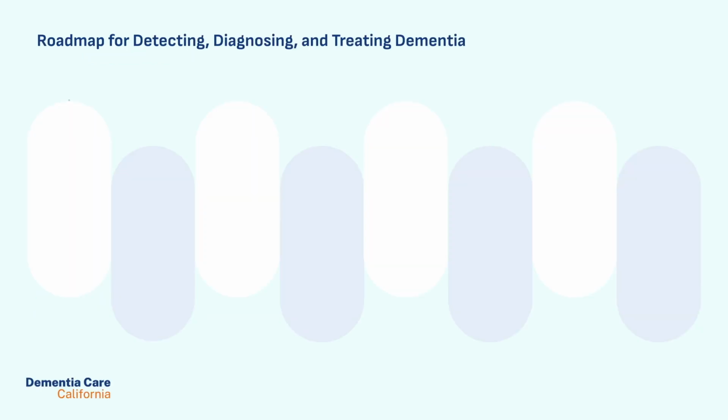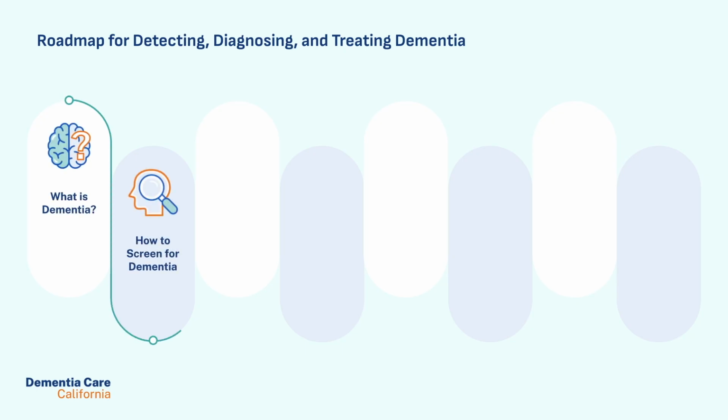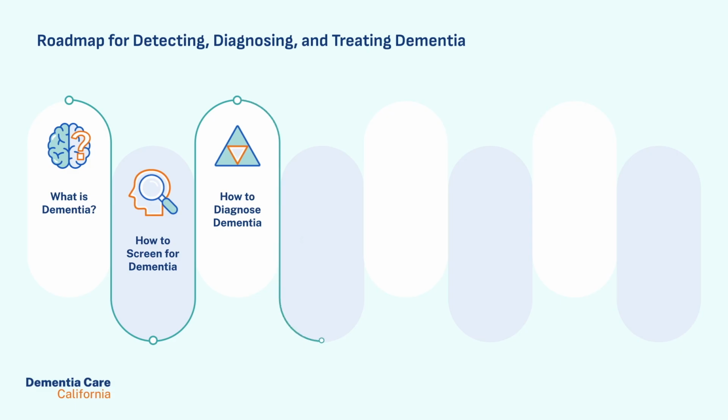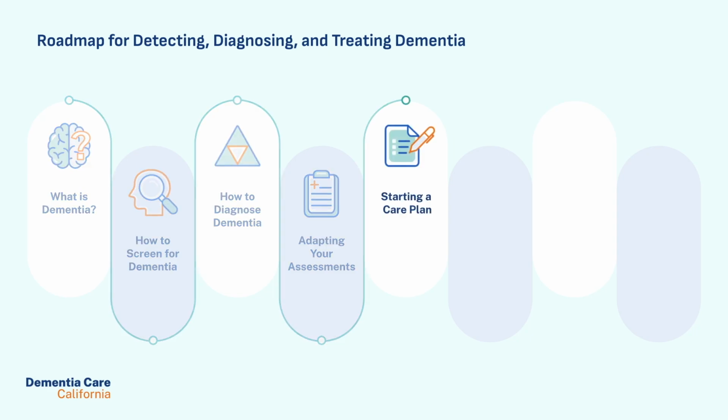So far in this series, we've discussed what dementia is, how to normalize screening, and how to diagnose dementia. We've also reviewed ways to adapt your assessments if your patients have barriers. Now let's talk about starting a care plan.